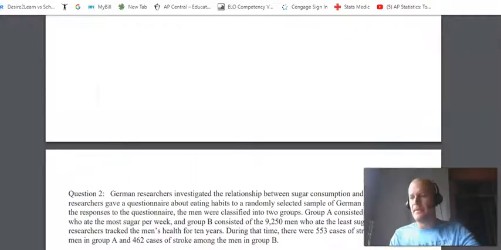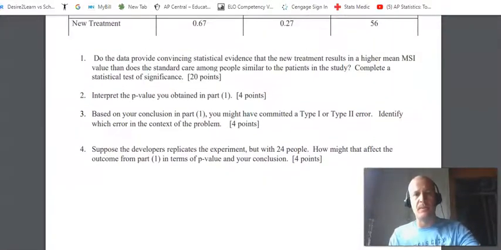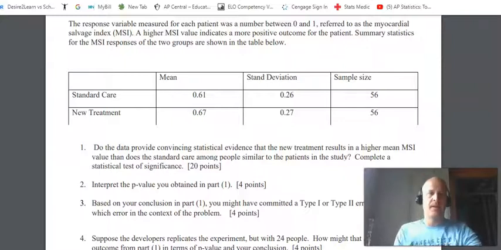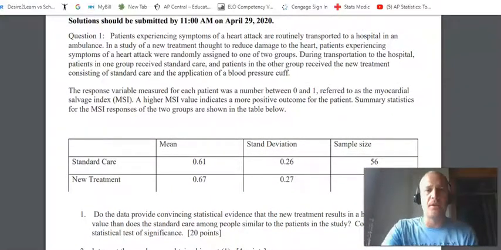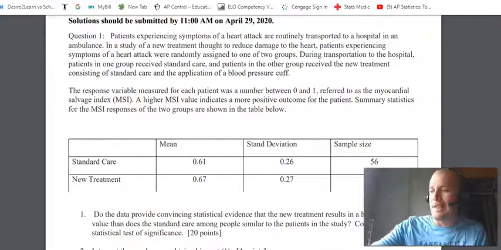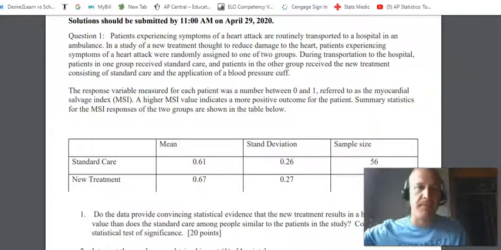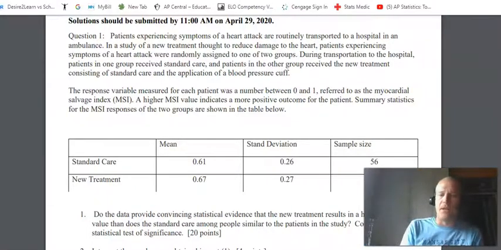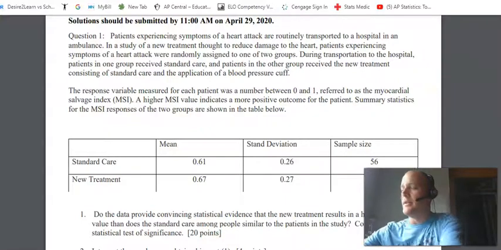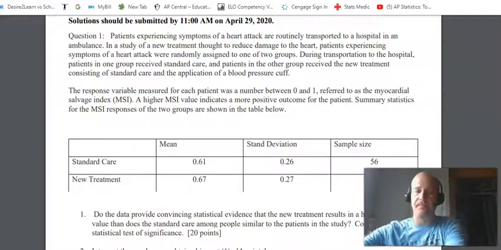Hey Jack, I'm going to give you some feedback on your responses to these two questions. The first question is a good example of a two-sample t-test. It was about the standard care versus the new treatment. So let's take a look at your solution.